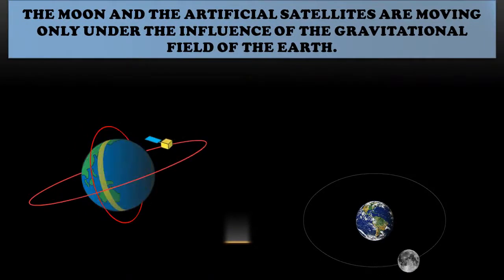Okay, so the moon and the artificial satellites are moving only under the influence of the gravitational force field of the earth, and thus they are in free fall. So this was all about free fall.